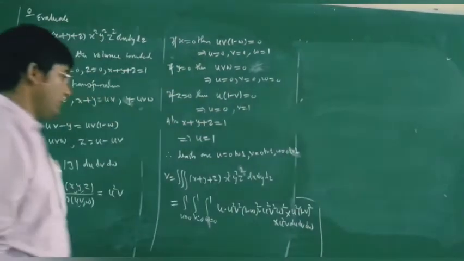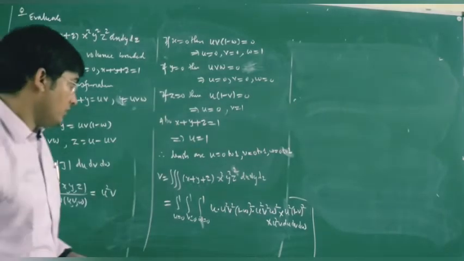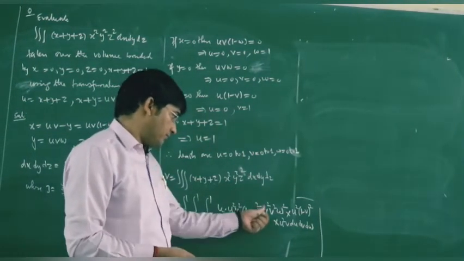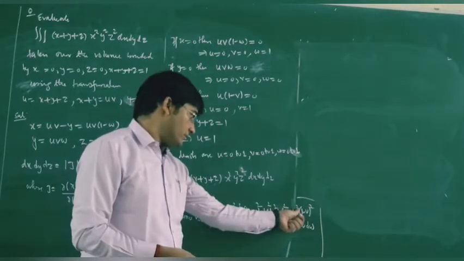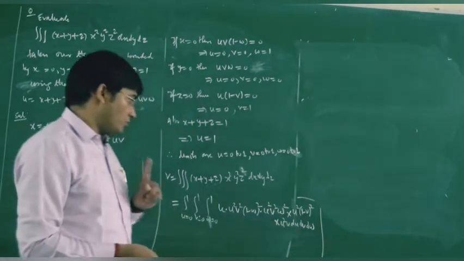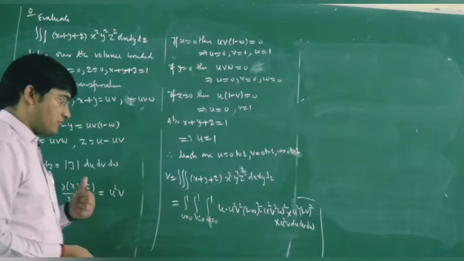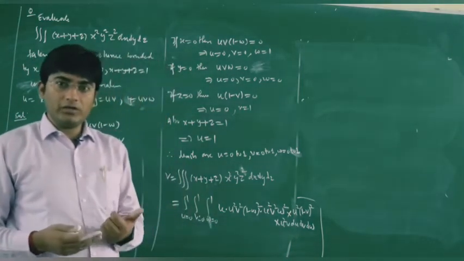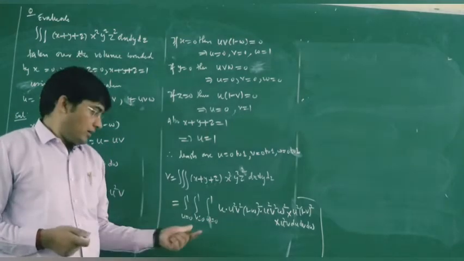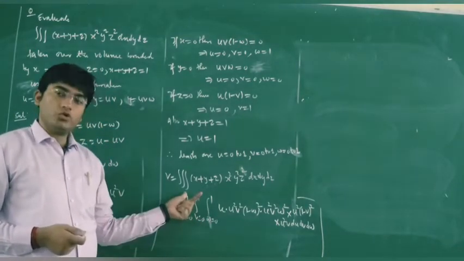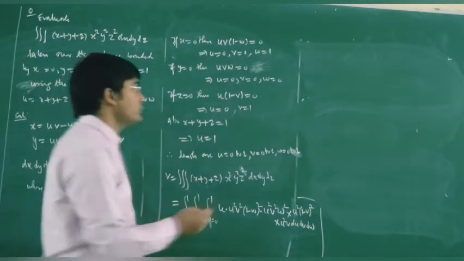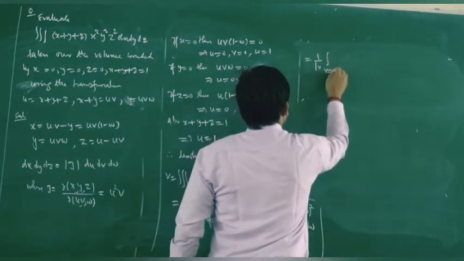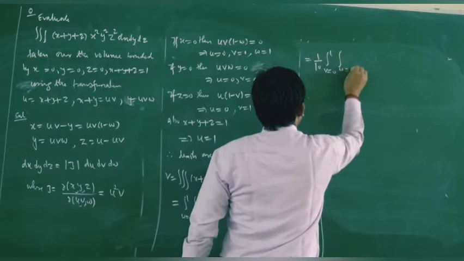Now let us simplify this one. Here you can see that the power of u is 3 plus 2, 5 plus 2, 7 plus 2, 9. So we have only one term of u, which is u power 9, and the integration of u power 9 will give you u power 10 upon 10, and as the limit of u is from 0 to 1, this will be 1 by 10. Then v will be from 0 to 1 and w will be from 0 to 1.